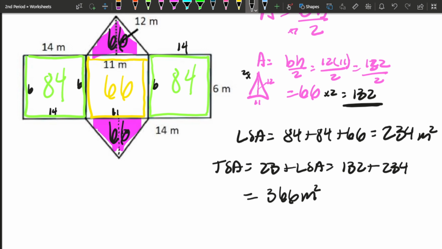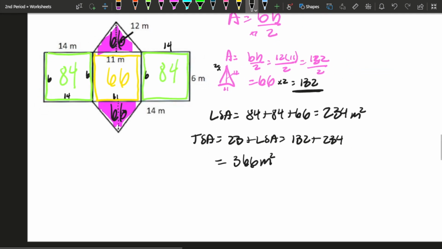Any questions so far? All right, so let's see how this looks as a 3D shape. Hold on, let me take attendance. No, I put it on pause.